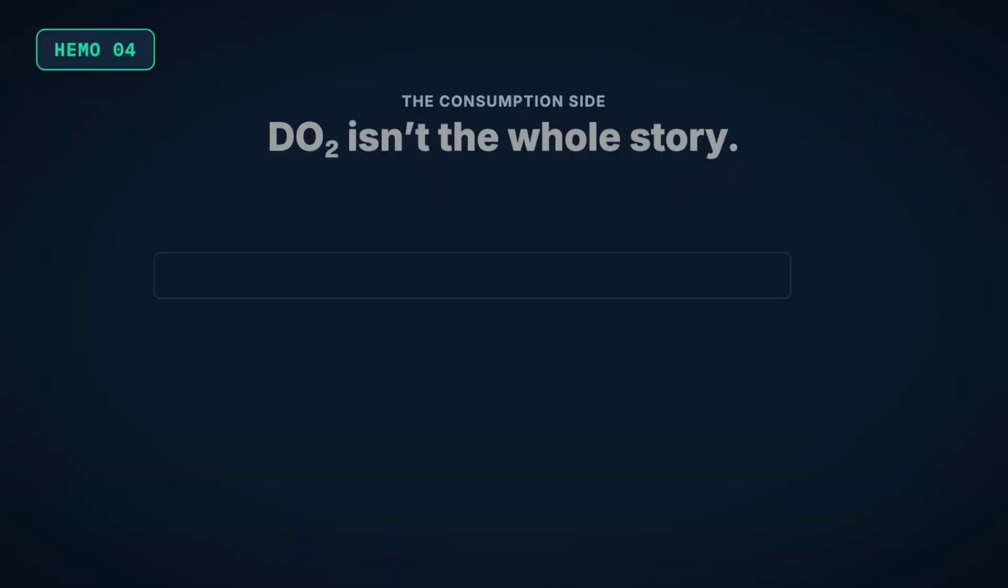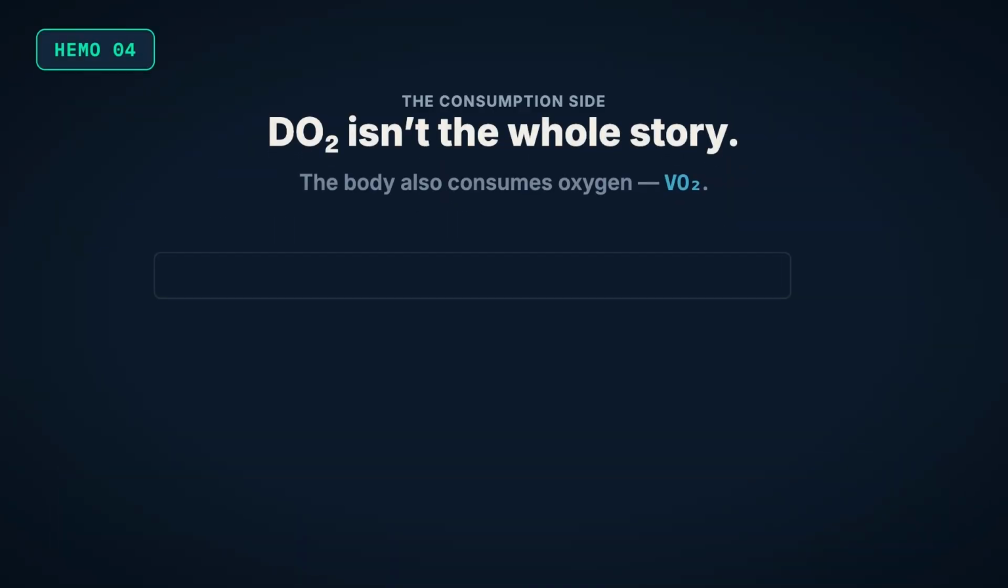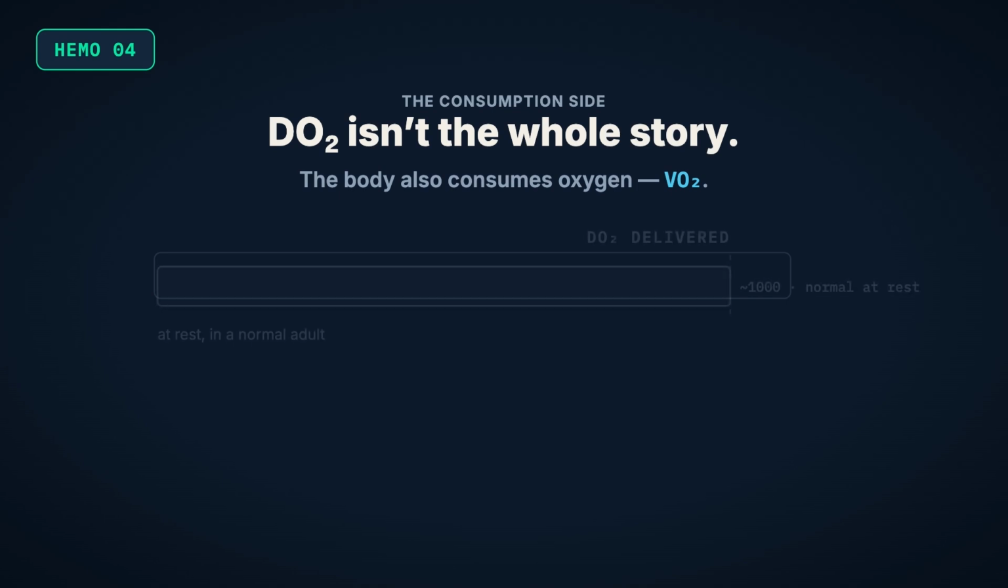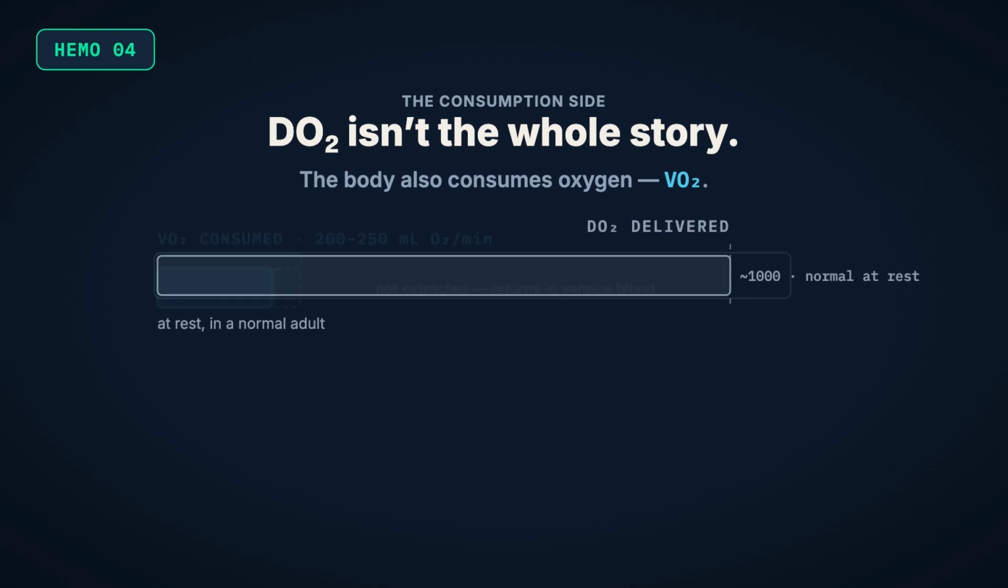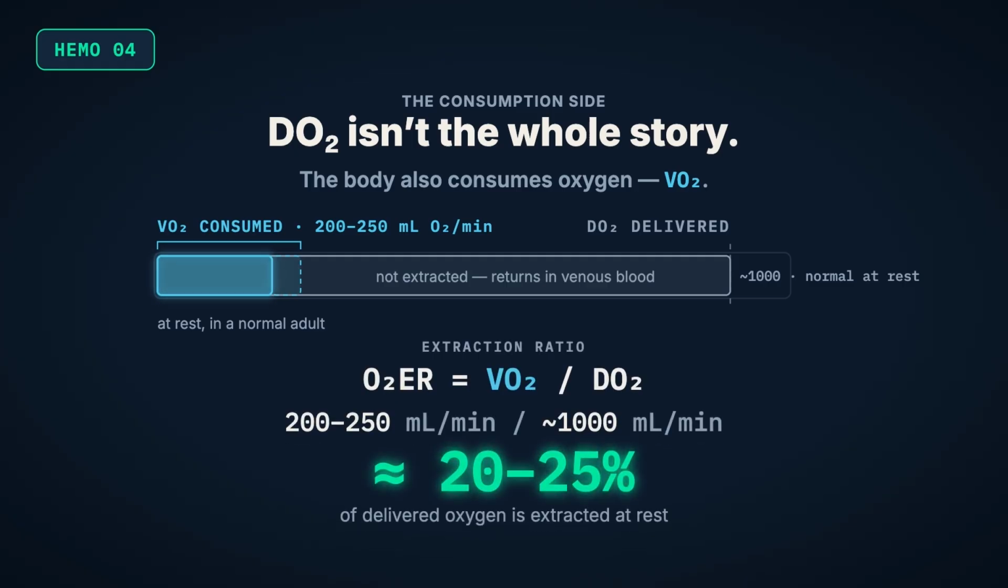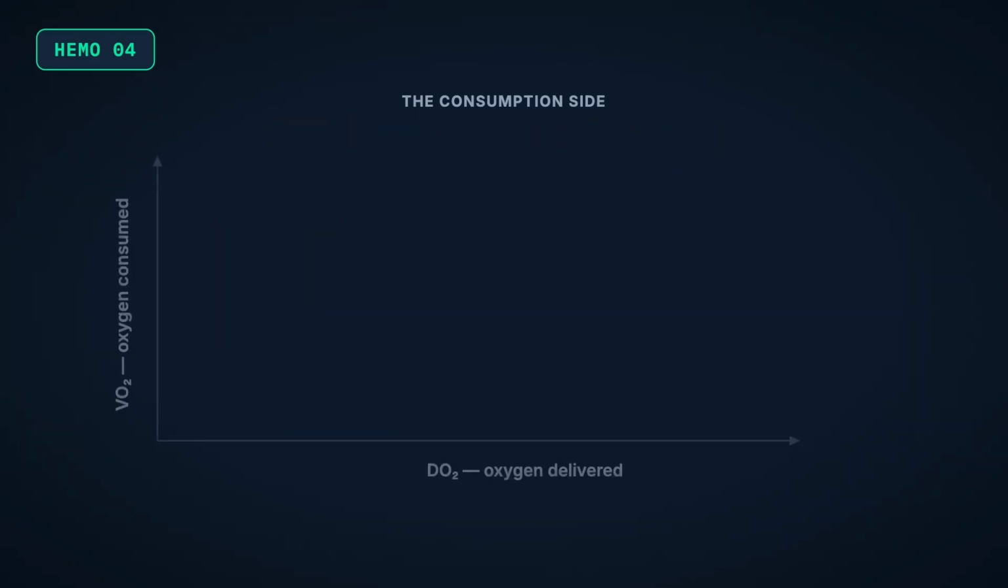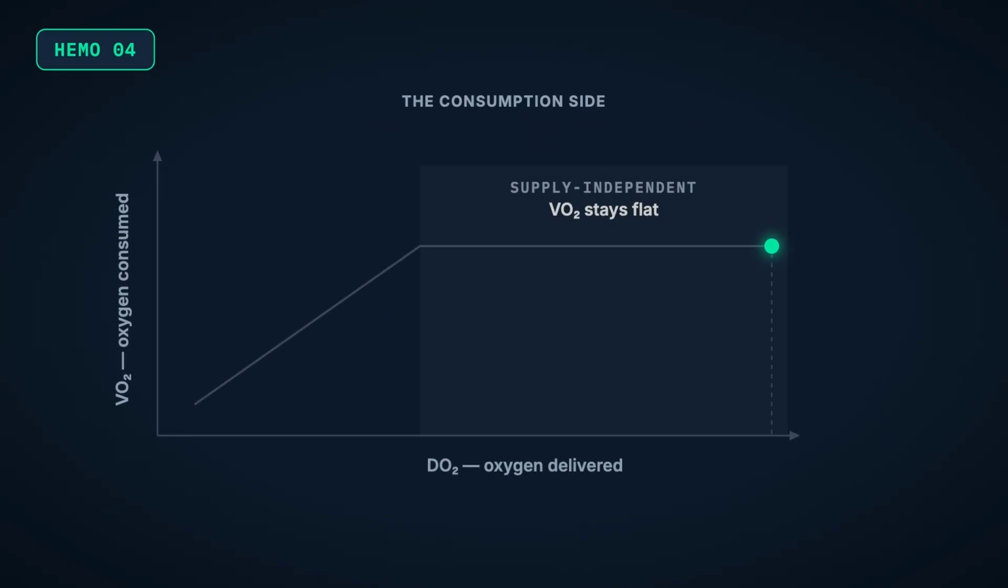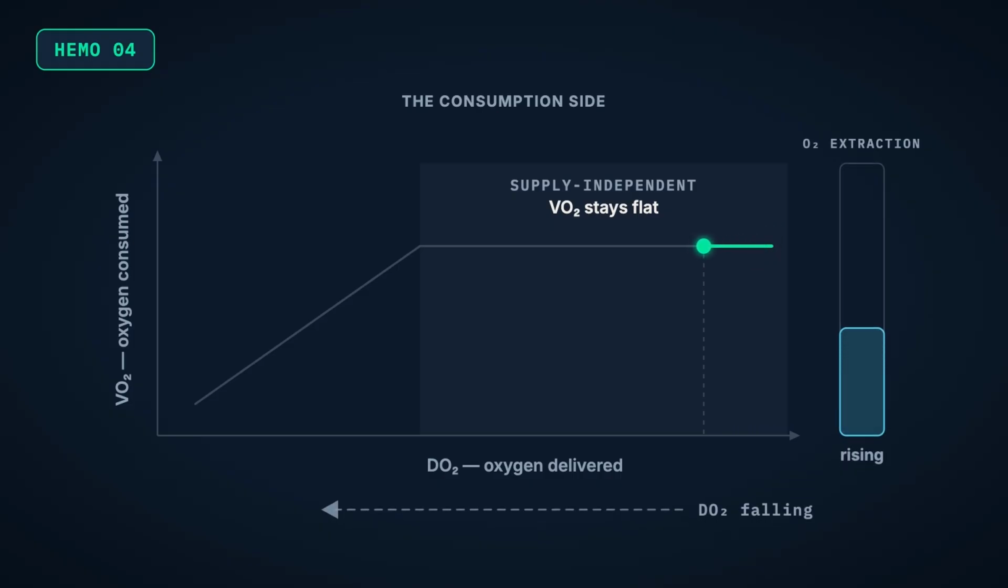One more piece. DO₂ isn't the whole story. The body also consumes oxygen, VO₂, roughly 200 to 250 milliliters per minute at rest. Divide VO₂ by DO₂, and you get the extraction ratio, about 20 to 25% normally, over a wide range. If DO₂ drops, tissues just extract more of what's left. VO₂ stays flat, and you can't see the trouble on a vital sign.